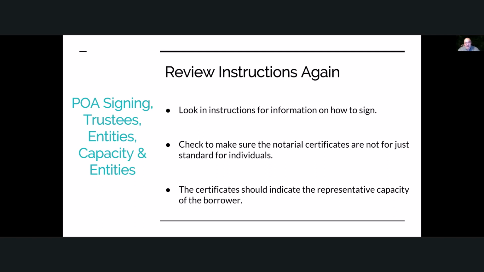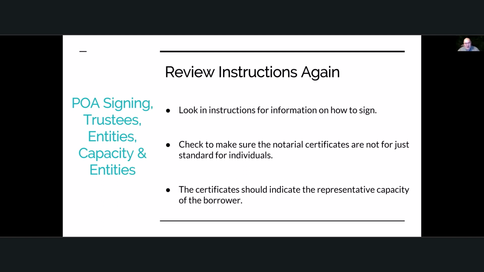And then we're talking about the capacities. So like the power of attorney, if they're the trustees of the estate, if they are a corporation, or any other type of capacity. Make sure that the notary certificates are not just for individuals. That's another thing. Some of these doc preparers, they have to override and they don't.